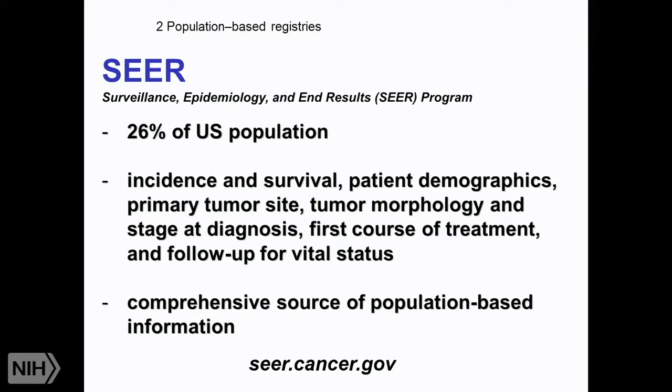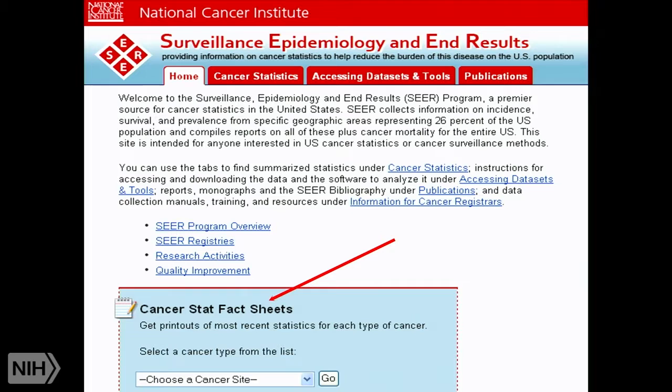SEER, Surveillance Epidemiology and End Results, covers about a quarter of the U.S. population, 11 different states, and generates extremely detailed health statistics on cancer. And so this is a tool that anyone can use. You can go onto the SEER website and download tables, cancer fact sheets, and it's very easy to actually do your own statistics and ask different questions if you want.